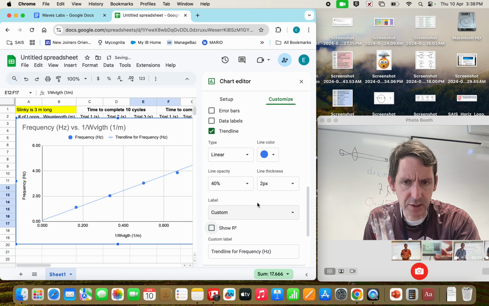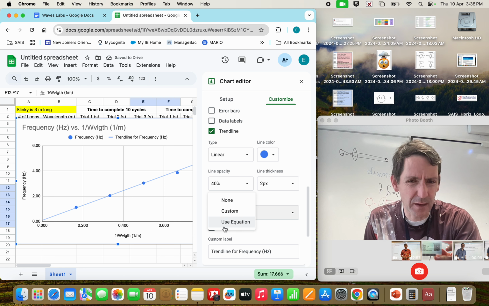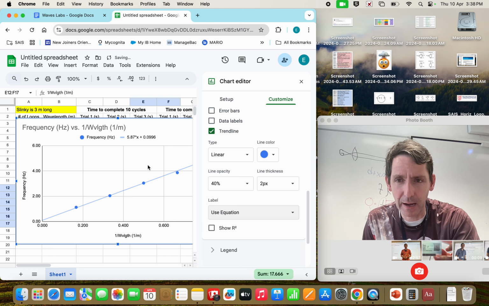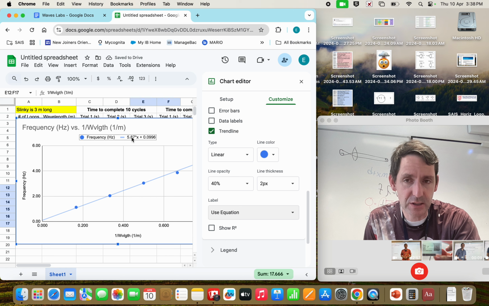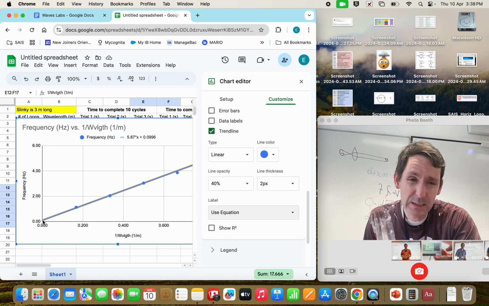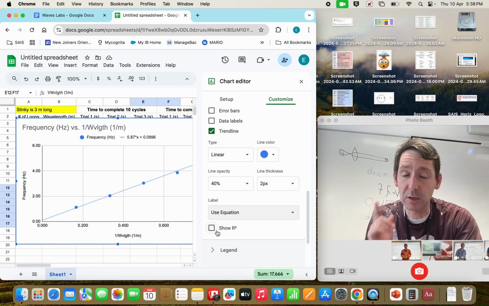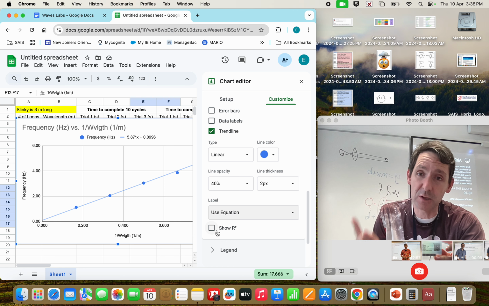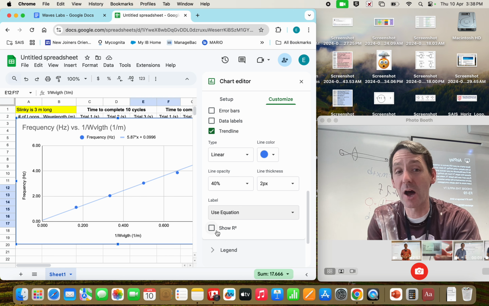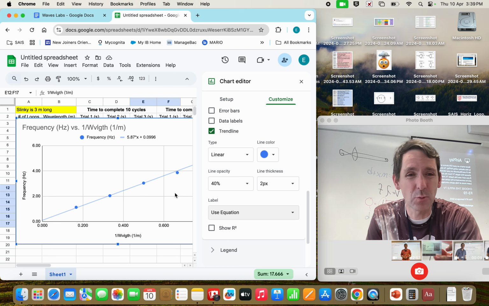So actually, I don't want the r-squared value. You could get the r-squared value that tells you how good it is. But here I got the equation, 5.87 times x plus 0.0996, so 0.1. That's pretty close to 0. I think I did a fairly good job. If you do this on Logger Pro or if you do this on Excel, it'll actually allow you to force it to go through 0, 0, which is kind of actually what we want.